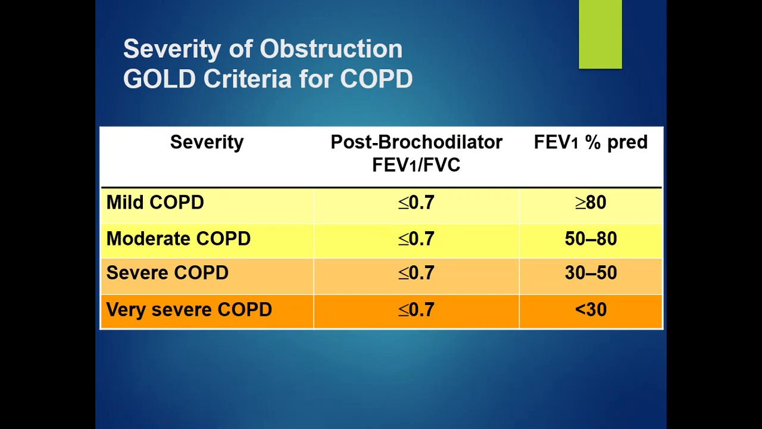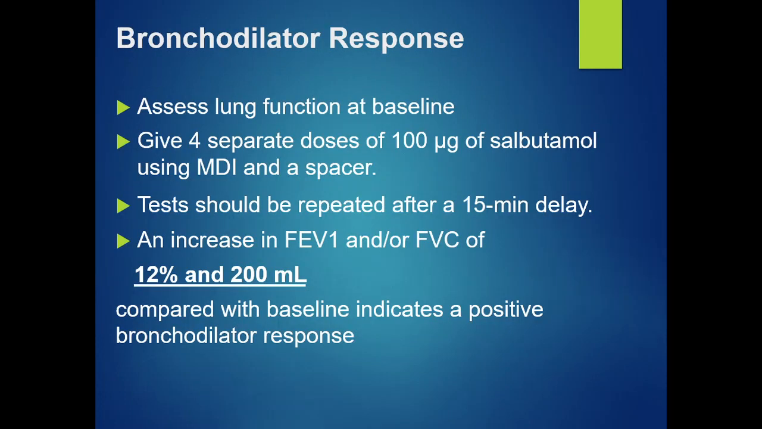Now, the severity of obstruction depends on the guidelines. For example, the Global Initiative for Obstructive Lung Disease guidelines classify the severity of obstruction as mild COPD if the ratio is less than 0.7 and the FEV1 is more than 80%. It is moderate if it's 50 to 80%, severe if it's 30 to 50, and very severe is less than 30%.